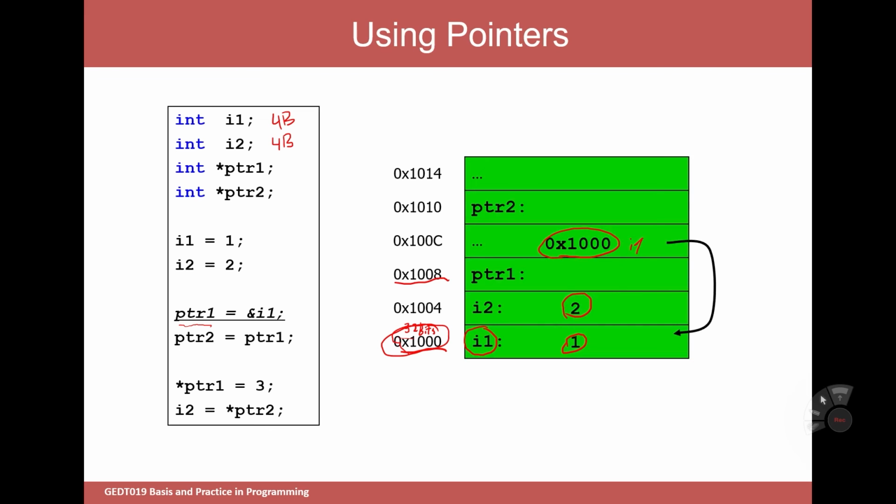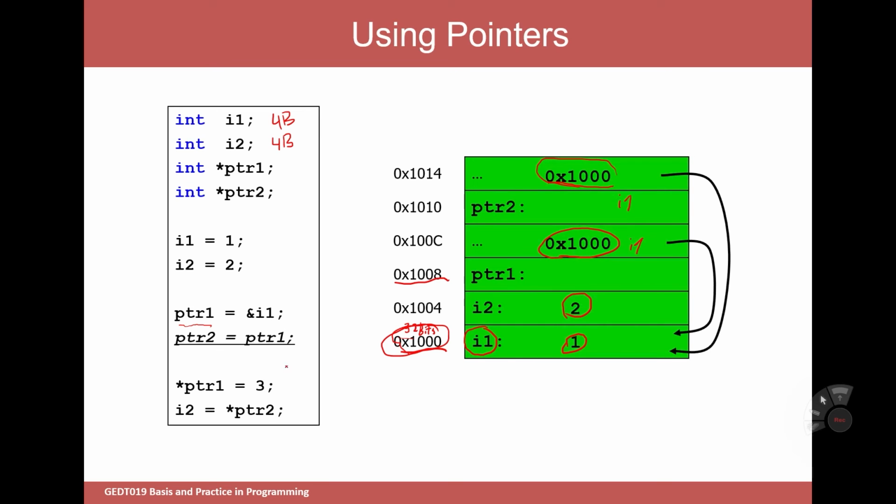And then next, pointer 2 has the value of pointer 1. That means both of them are equal. So that means both of them are pointing to I1. Whatever the value of pointer 1, give it to pointer 2. So the pointer 1 value is 1000, so pointer 2, the value will be 1000. And what is this 1000? This 1000 is the address of I1. So that means pointer 2 is also pointing to I1.